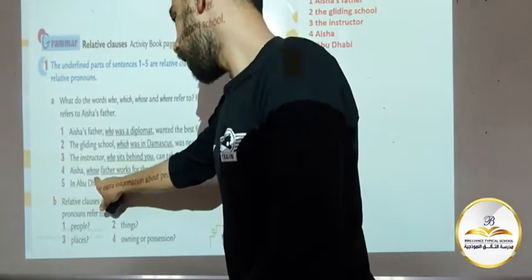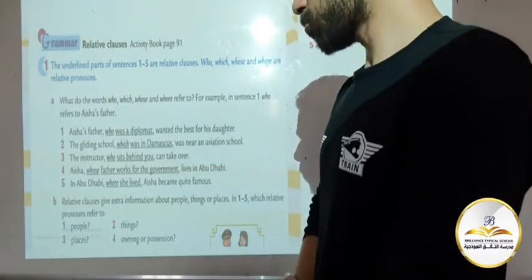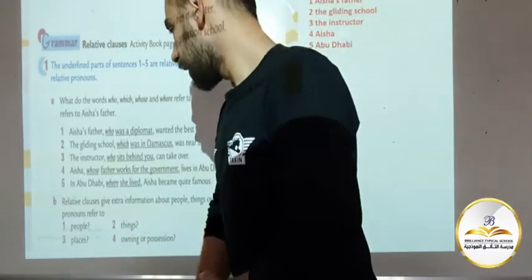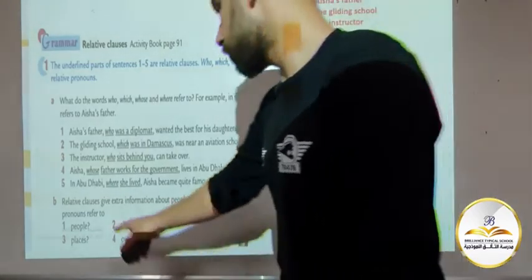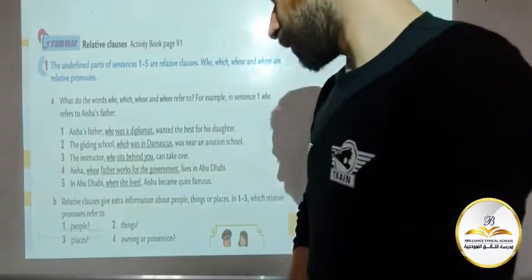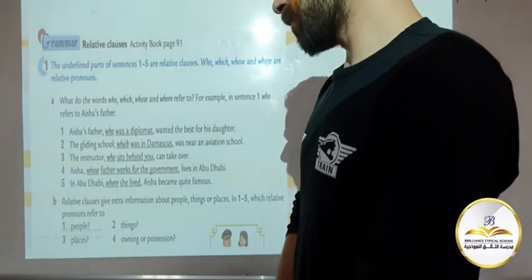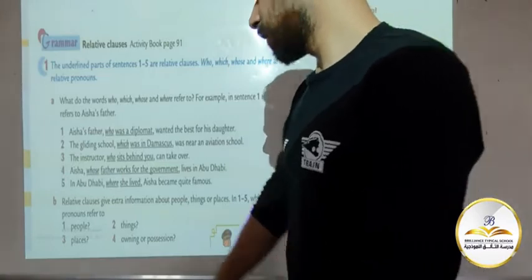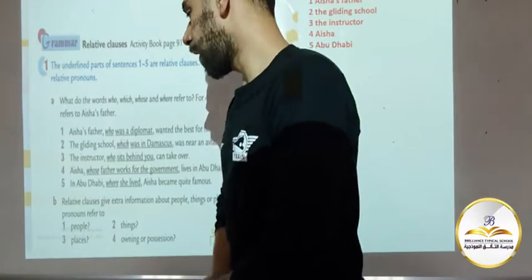Aisha, whose father works for the government, lives in Abu Dhabi. Where is the relative pronoun? So whose is the relative pronoun, and it refers to Aisha. Now, in the last sentence, we have in Abu Dhabi, where she lived, Aisha became quite famous. Where is the relative clause? Where she lived. And where is the relative pronoun? The relative pronoun is where, and it refers to a place, which is Abu Dhabi.